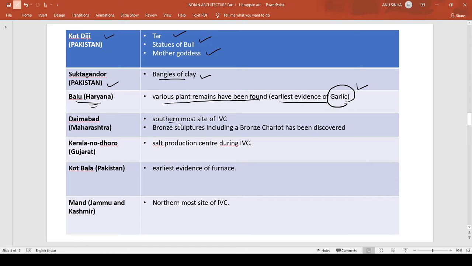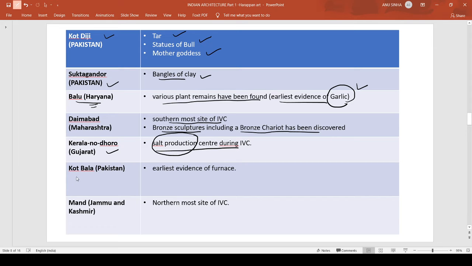ये है southernmost site of Indus Valley Civilization. Bronze sculptures including a bronze chariot have been discovered. Then Kerala no Doro, that is in Gujarat. यहाँ पे salt producing center of the Indus Valley Civilization. Salt का production यहाँ पे देखा गया है.